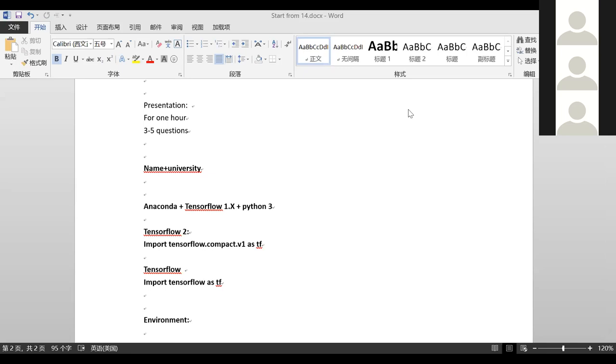Can we use Google Colaboratory to do the labs? Yeah, yes, you can.